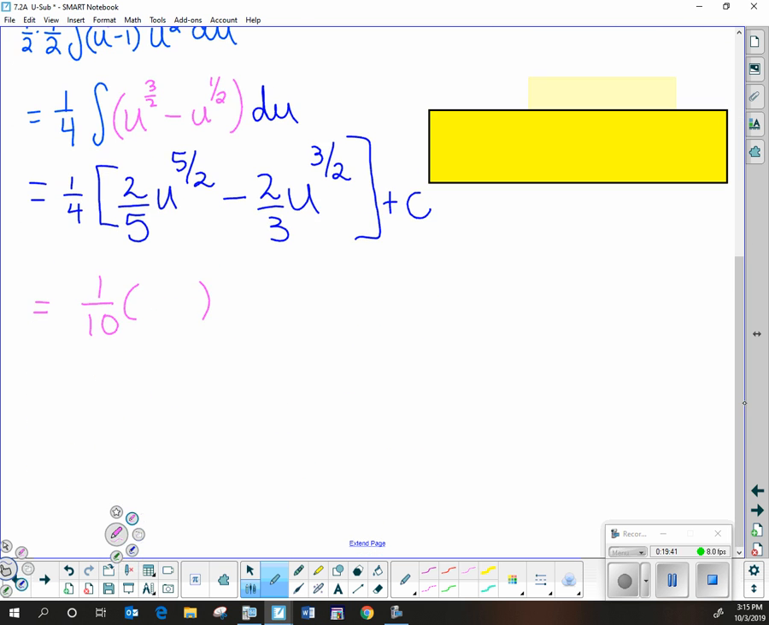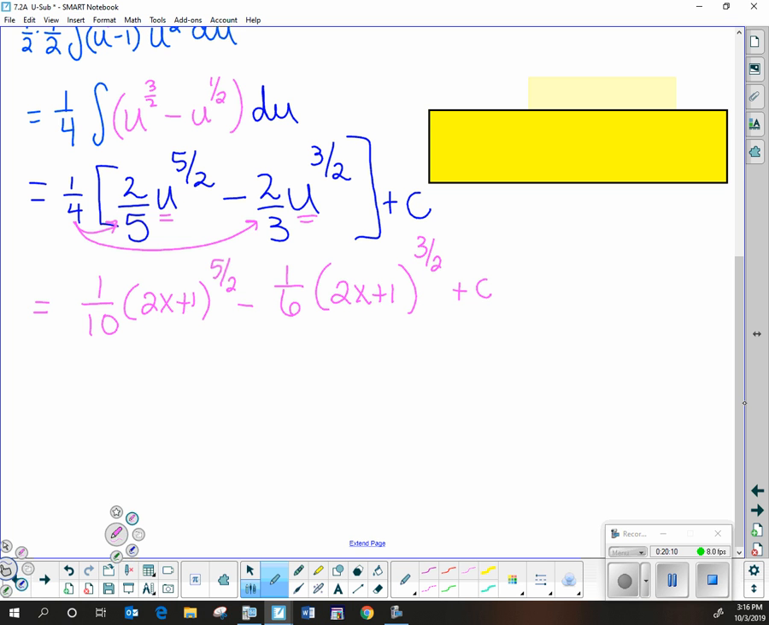Okay, so 2x plus 1, replacing that u, raised to the 5/2, minus, don't forget we're distributing to both of those, 1/4 times 2/3 makes 2/12. 2/12 reduces to 1/6. Replace the u, 2x plus 1, raised to the 3/2 plus c.